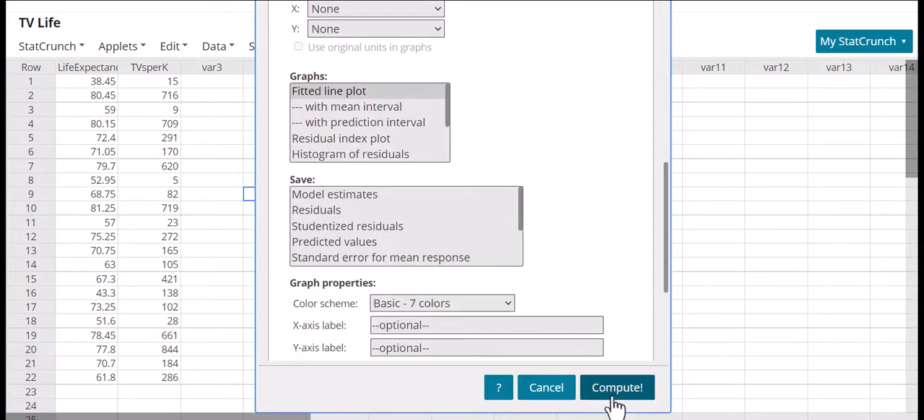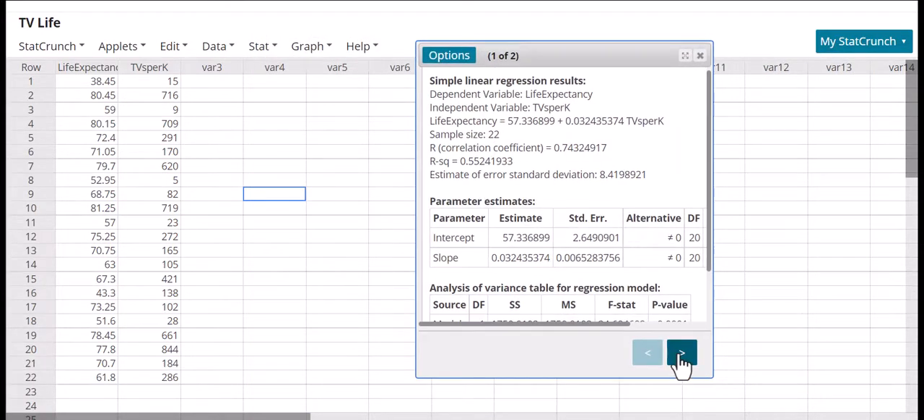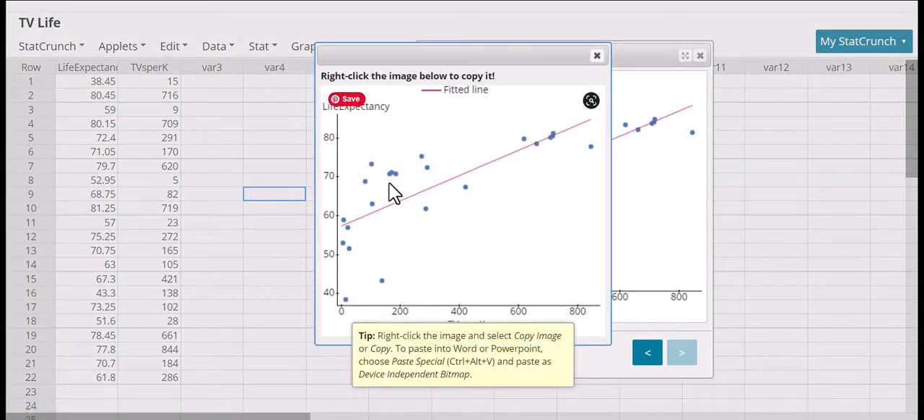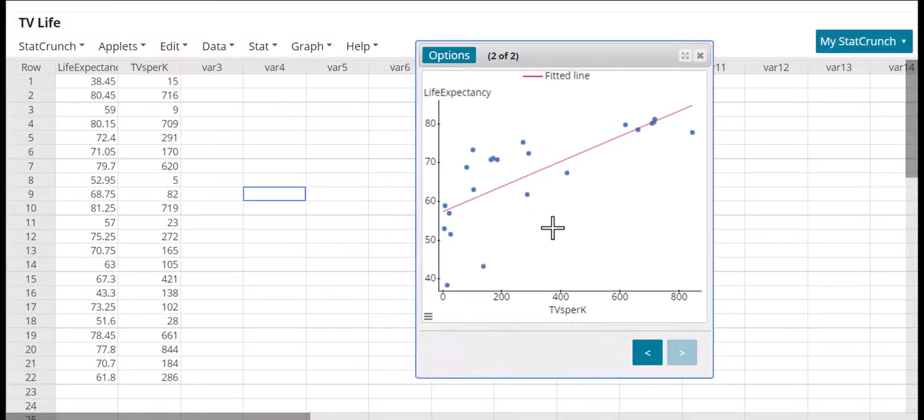So let's just compute. And this gives you a bunch of numbers. So let's just scroll over to the right, and there's the scatter plot. It already draws the line of best fit. But notice that this is our scatter plot. So we can copy it. We can just go copy image and then put it in our notes, and then we'll analyze it. So let's go back to our notes and paste that in there.